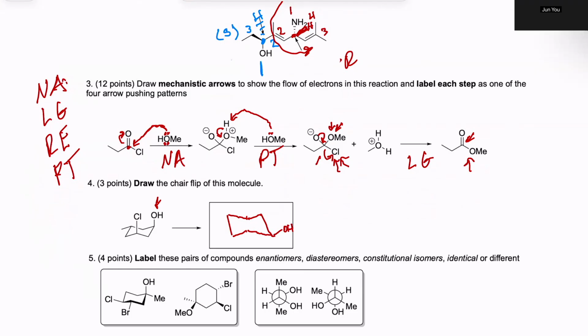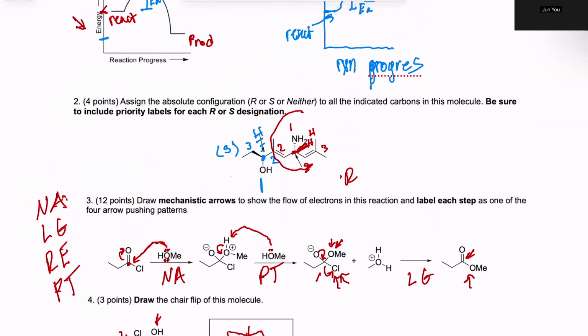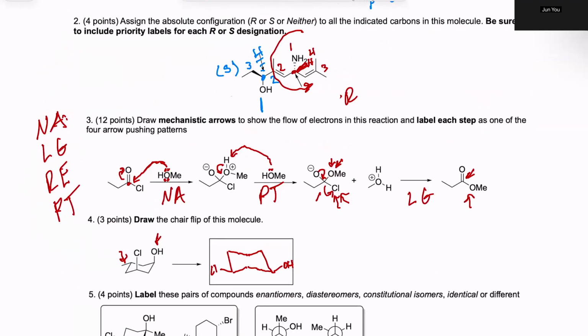We see the chlorine is up. So then it's going to become equatorial. And then the methyl group right here is equatorial. So it's going to become up. Straight down. I shouldn't have said up. I should have said axial because it's actually pointing down.